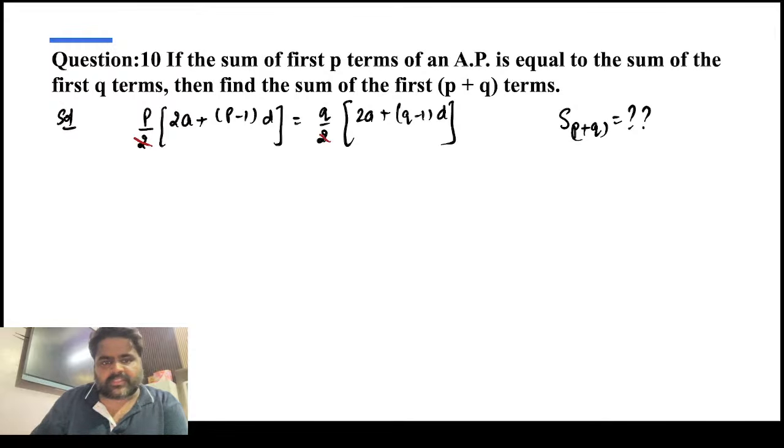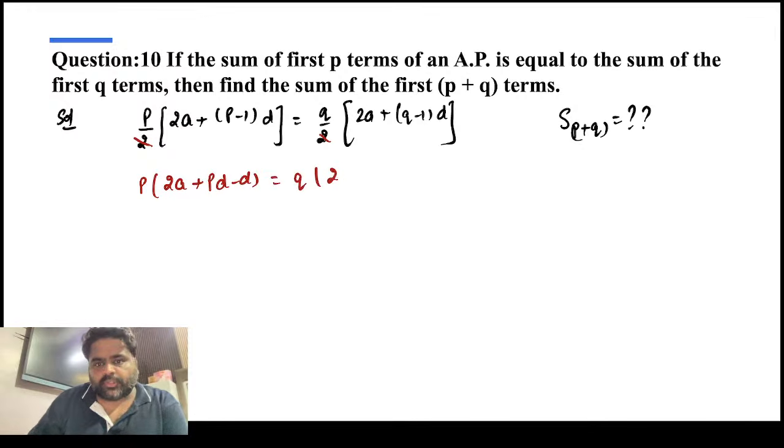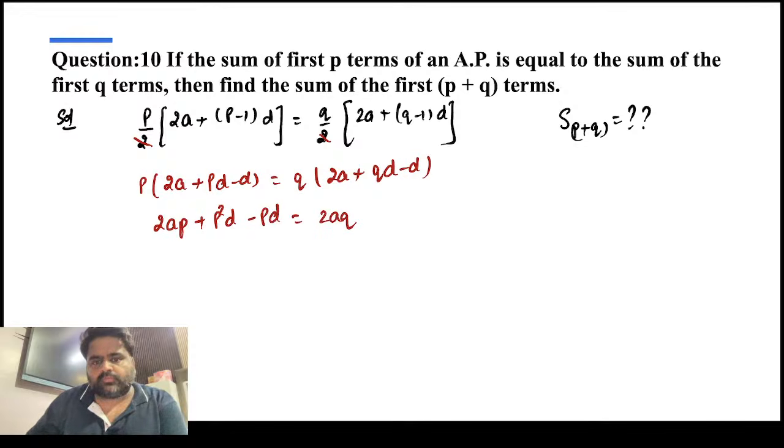We can cancel out this thing. This is p, 2a plus pd minus d, equal to q, 2a plus qd minus d. Now multiply the terms: 2ap plus p square d minus pd equals 2aq plus q square d minus qd.